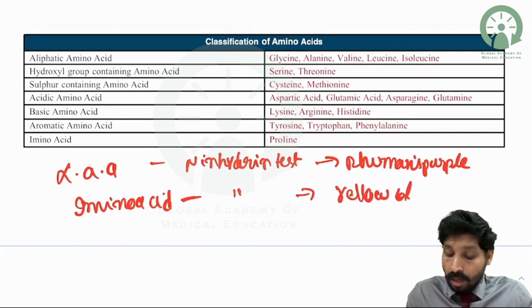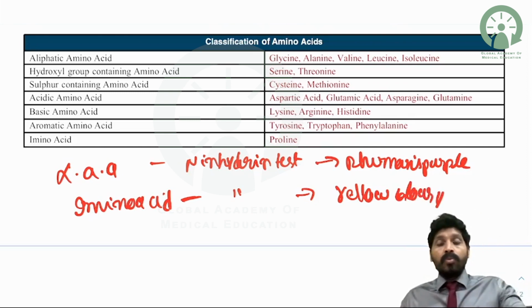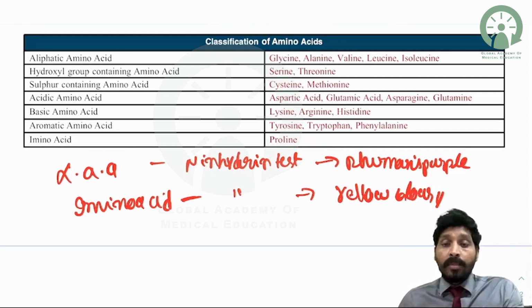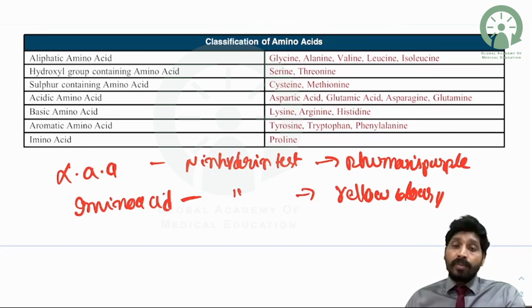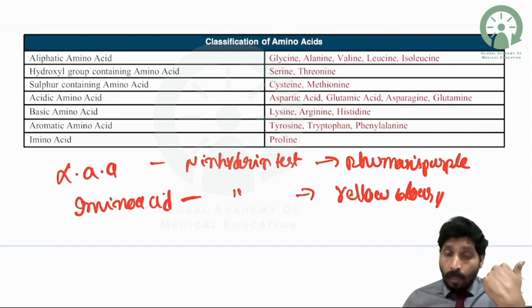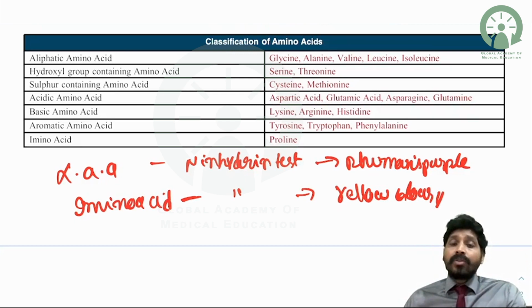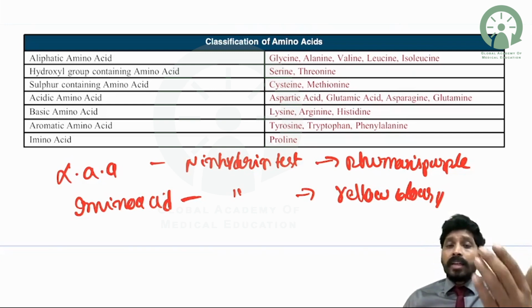So yellow color. I have given you a test sample. I want you to find out whether it is an amino acid or an imino acid. So I asked you to perform the ninhydrin test to find out which type of molecule. When you add ninhydrin reagent to the sample, if it turns Ruhemann's purple, that is an alpha amino acid. Otherwise, if it gives you yellow color, then it is an imino acid, that is the presence of proline.